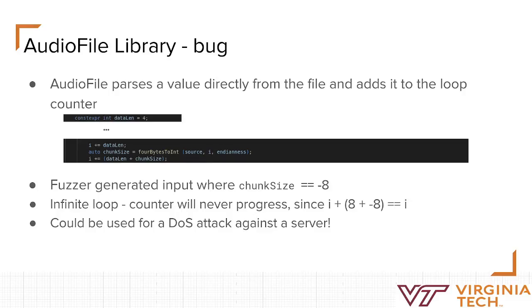And if you wanted to, you could use this bug to do a denial of service attack against a server that was using this library in its backend. So if, for example, you had some web service that hosts user-generated audio content, and they need to parse a WAV file to convert it to a lossy format or something like that, like SoundCloud or Bandcamp, an attacker could upload a WAV file with a -8 chunk size and then tie up a little bit of the server's resources stuck in that infinite loop.